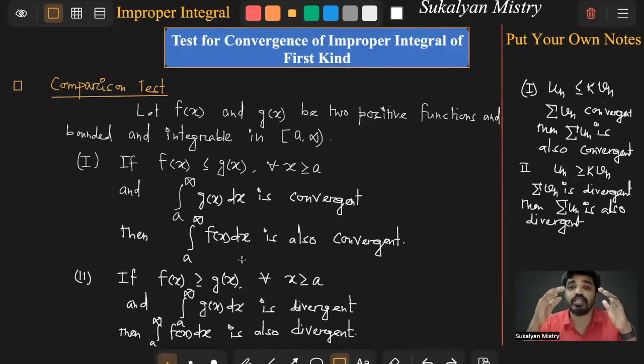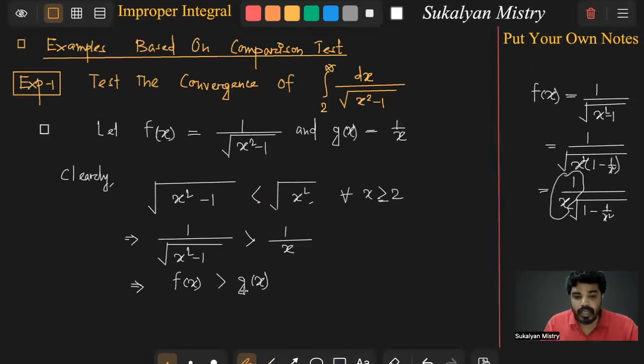Now if we see that integration a to infinity g(x) dx is divergent, then we conclude that integration a to infinity f(x) dx is also divergent. When f(x) is greater than g(x), if g(x) is divergent, then f(x) is also divergent. And if f(x) is less than or equal to g(x), and integration a to infinity g(x) dx is convergent, then integration a to infinity f(x) dx is also convergent. So now we have to calculate integration 2 to infinity g(x) dx.